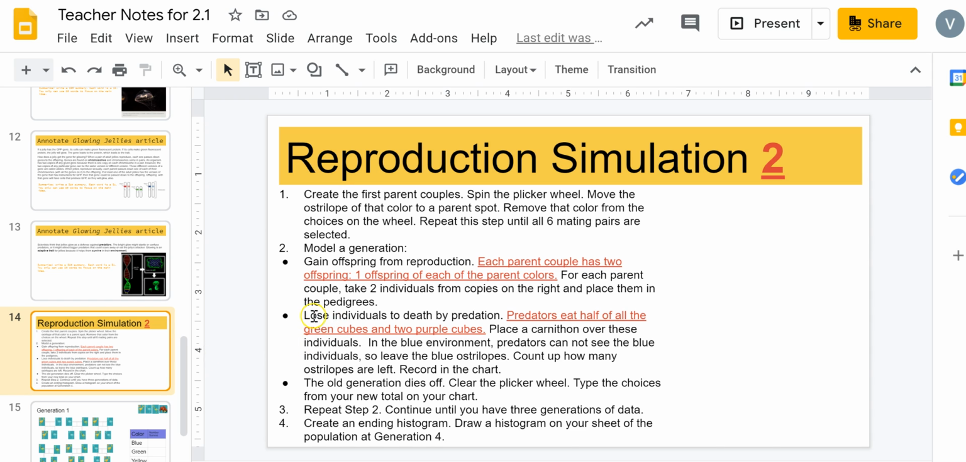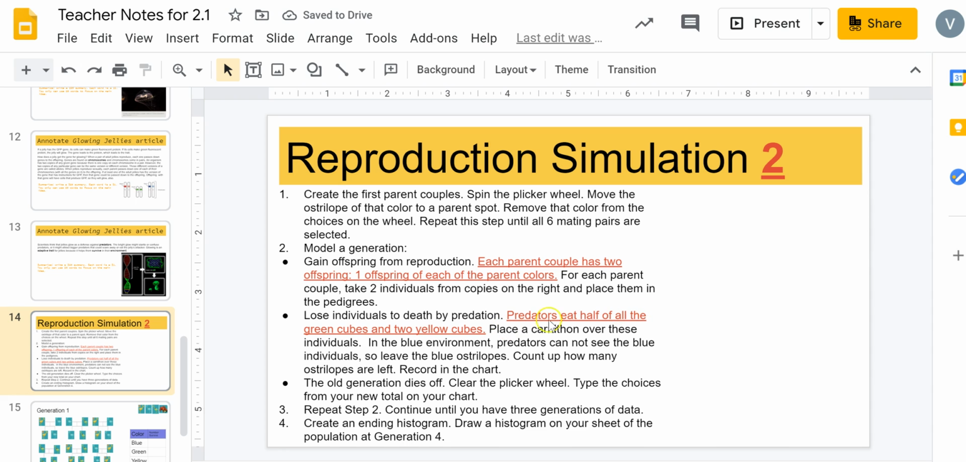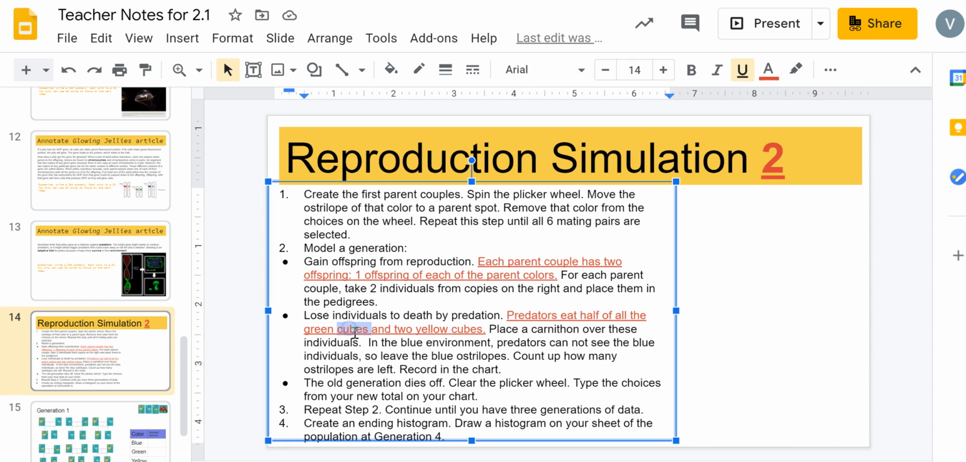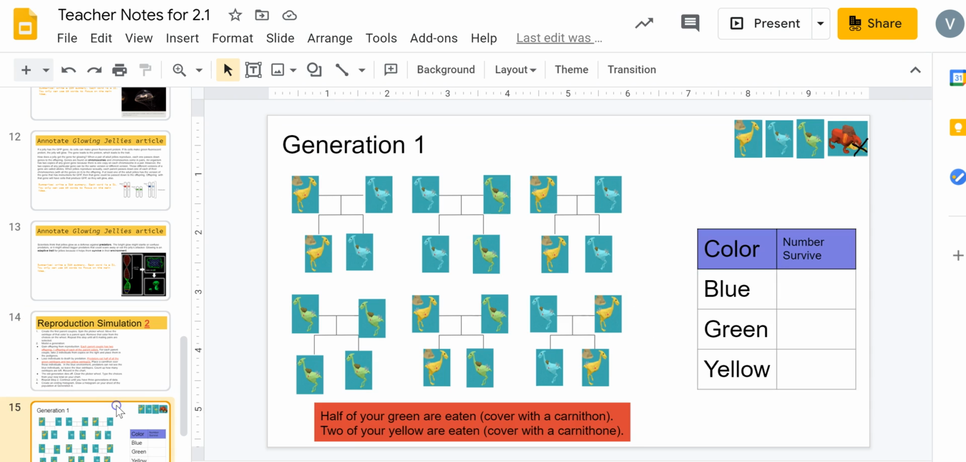So the instructions say now we're going to lose to death by predation. Predation means predators. So our predators are going to hit half of our green australopes and 2 of our yellow australopes. They were using cubes if we got to do this in class. So that means I'm going to kill off half of our greens and 2 of our yellows. So I'm going to do half of our greens. So we got 1, 2, 3, 4, 5, 6, 7, 8.